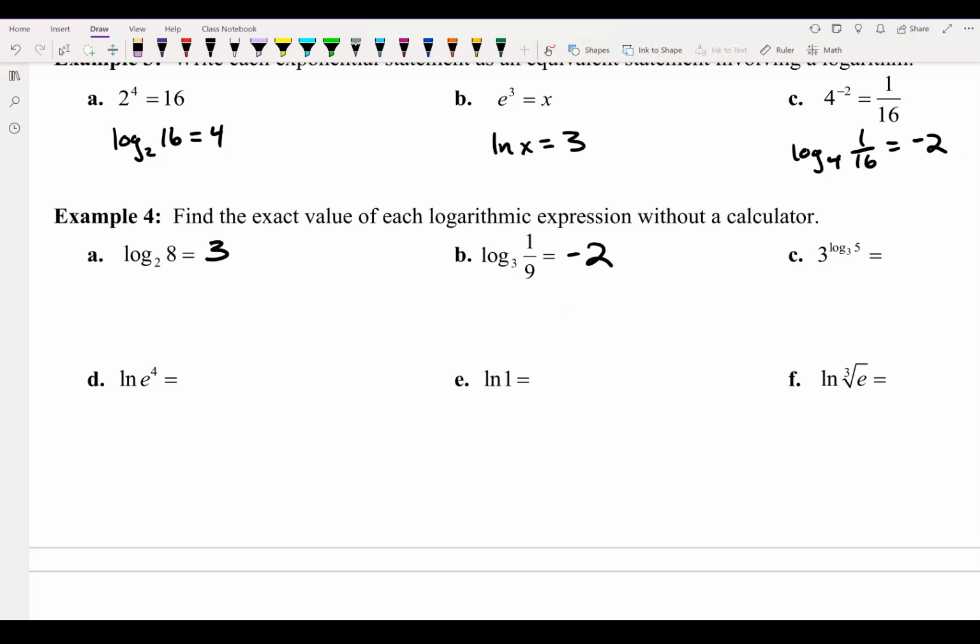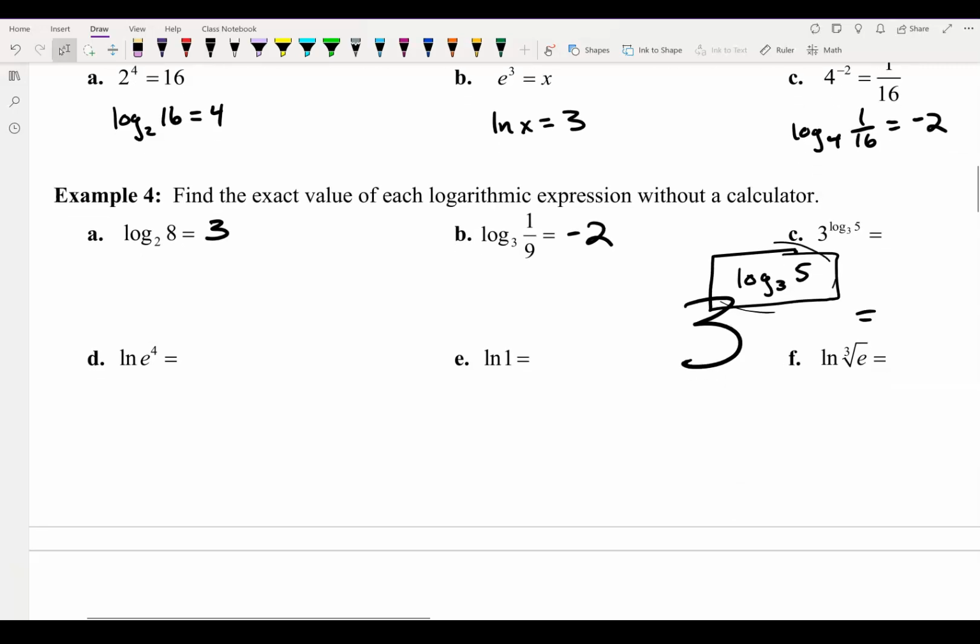Part C looks scary at first, but realize what a logarithm is. This logarithm is saying this is the exponent that you would raise 3 to get 5. In other words, imagine 3 here, the result, right? This is the exponent that 3 would be raised to get 5, so the result is 5. Like that.